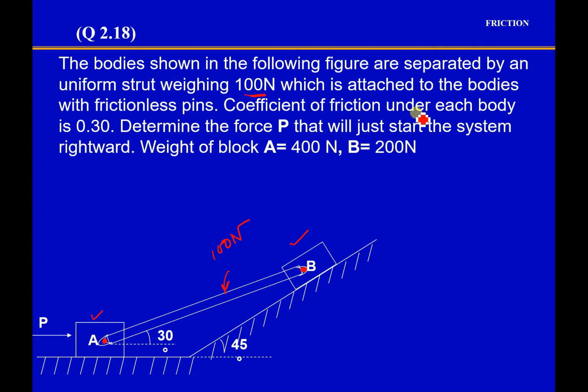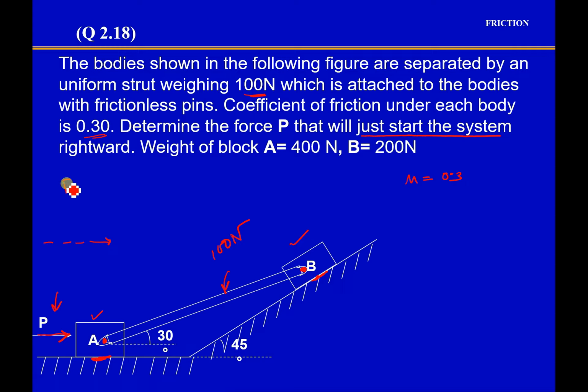Now the coefficient of friction under each body is given, meaning on this surface there is going to be friction, and on this surface there is going to be friction. So the value of the coefficient of friction is 0.3. So the mu value has been given, which is 0.3. The question is, determine the force P that will just start the system rightward. You see on the body A, there is a force P acting in this direction. You have to determine the magnitude of P for which this block has a rightward movement in the impending motion, right? You can see it here, just start the system, meaning rightward impending motion.